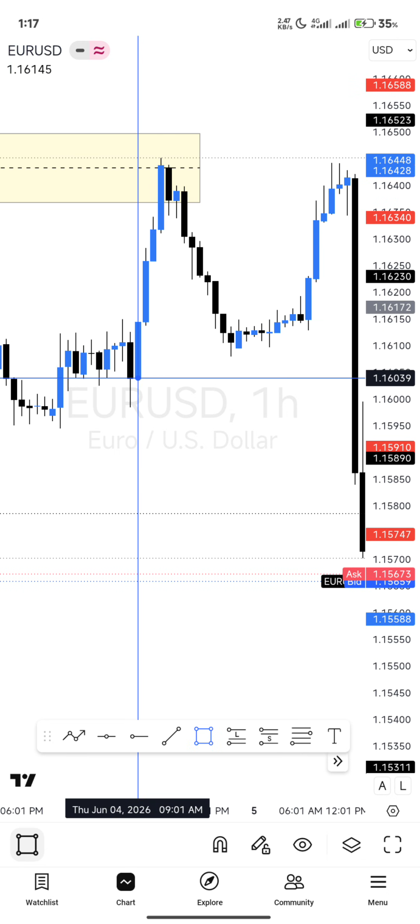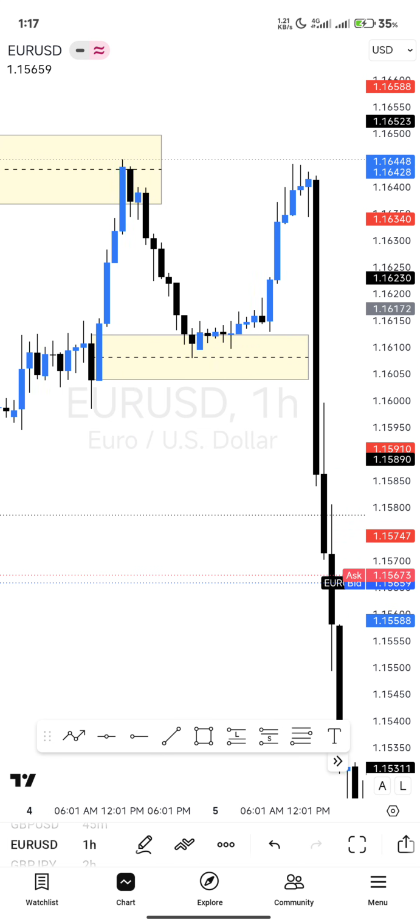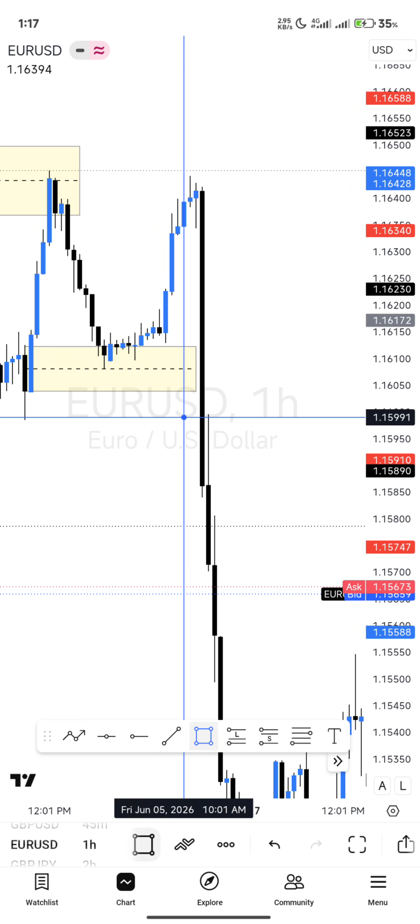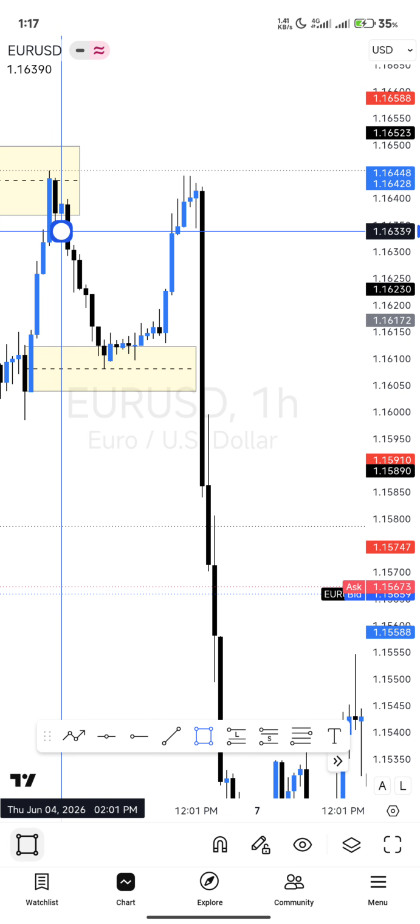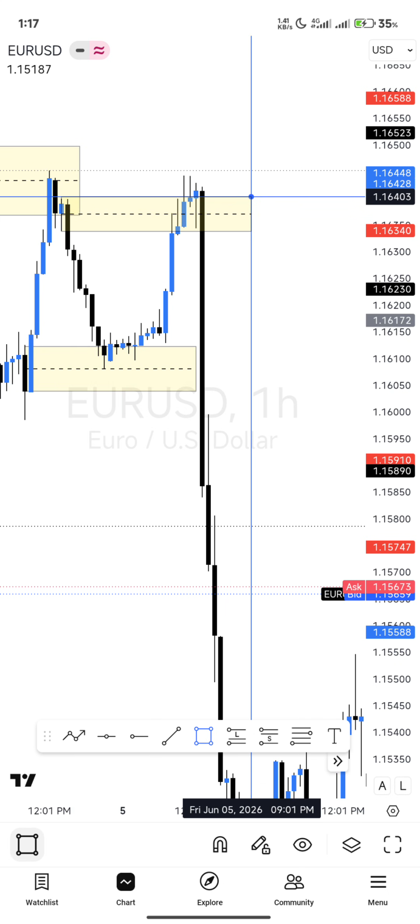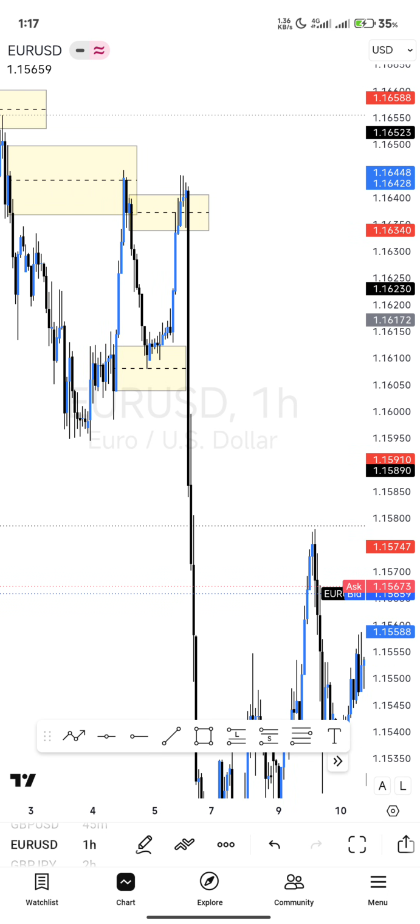Now next time we see the market reacts from this buy order block here. Hope you can see this buying order block. That's where it reacts from and buys off. But then we also have a sell order block right here that the market reacts from. Hope you can see that.